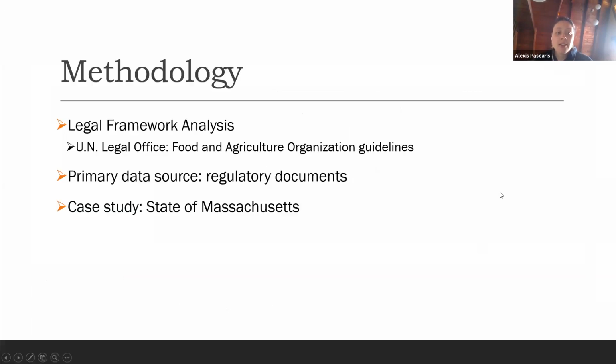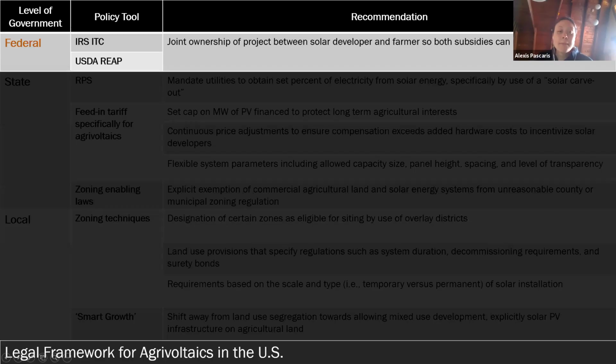Next slide. So the goal of this analysis is to outline an enabling legal framework for agrivoltaics by studying an existing state-level agrivoltaic policy within the broader US context. Using legal framework analysis methodology, I use the state of Massachusetts as a case study to identify if there are contradictions or restrictions at various levels of government related to solar development on farmland. Next slide. Based on the results of my analysis, here I'm outlining an ideal legal framework for agrivoltaics.